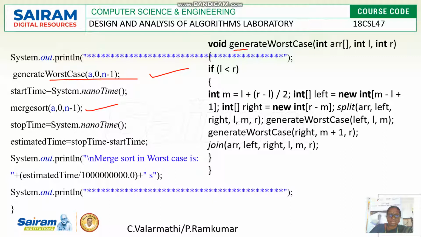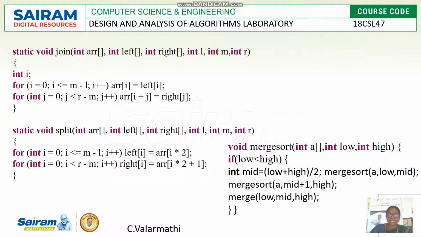Similarly, in generateWorstCase we will check whether L is less than or equal to N, where L is the start and N is the end. So likewise it will be checked first, then the left pointer and right pointer are found and the array is split. These are all similar to the merge sort we discussed in the previous videos. So it will call the join method and split method, and then finally merge sort comes in.